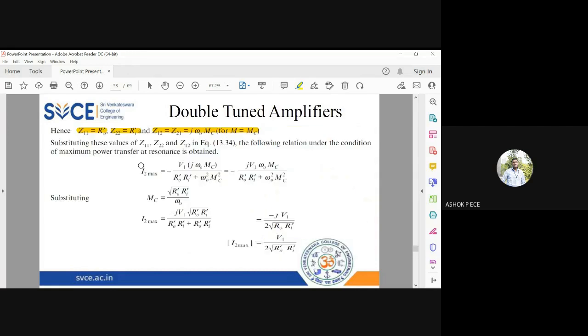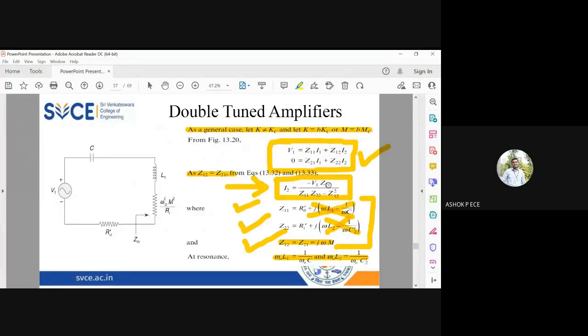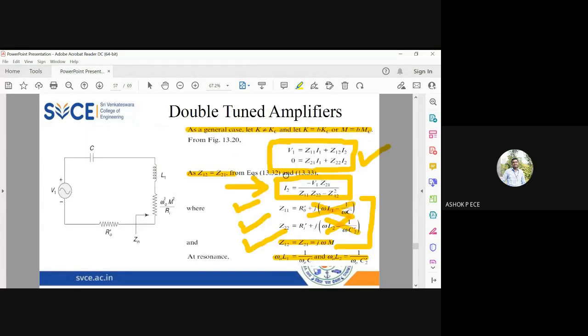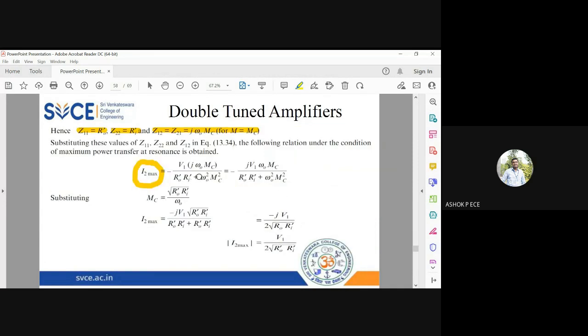Put I2 max, it means that I'm going to find out all the values at resonance. So I2 max will be equal to minus V1 Z21. Z21 is j omega M. So minus V1 into j omega naught MC divided by Z11 Z22 which is Ri dash R naught dash, minus Z12 square, so plus omega naught square MC square.